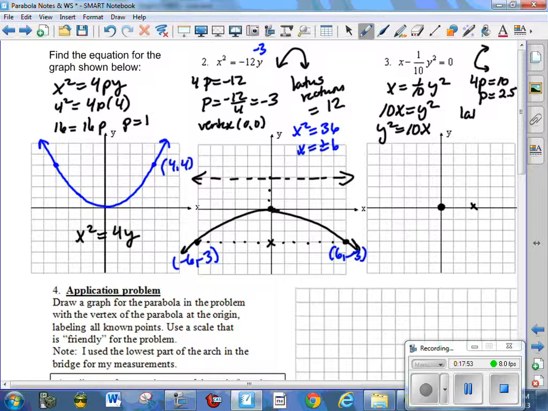So the latus rectum length is also equal to 10, which means I'm going to go from the focus 1, 2, 3, 4, 5 up, 1, 2, 3, 4, 5 down because it's opening to the right, and draw my parabola. The directrix is 2.5 in the other direction, so there's my directrix.